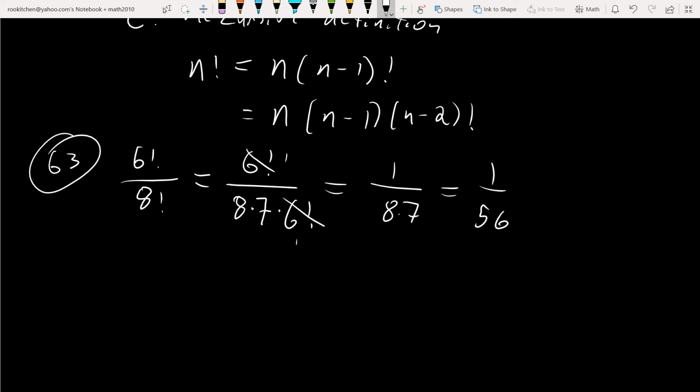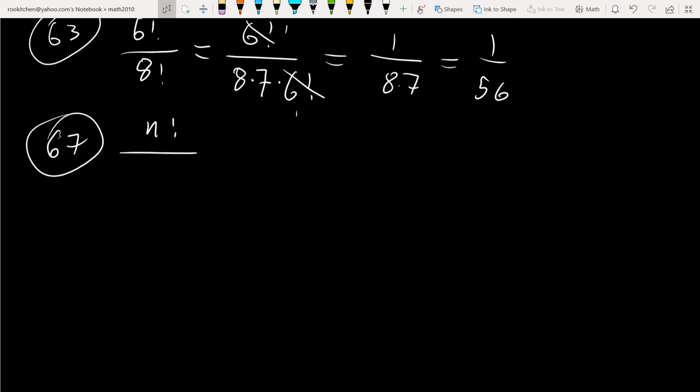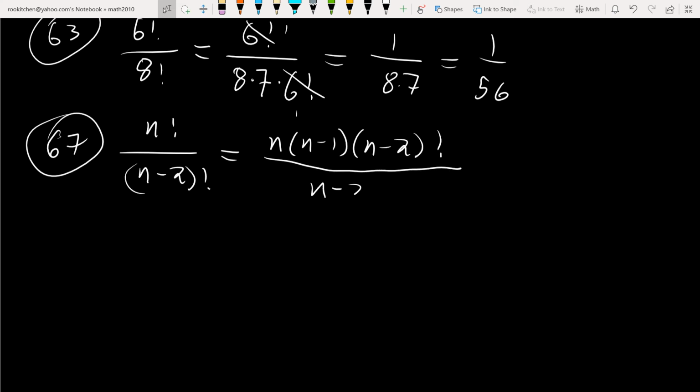What else? Number 67. Those aren't so bad, but 67, now we get into more general expressions like you would see in Calc 2 when you're dealing with Maclaurin polynomials and stuff like that. Again, I'm going to use the recursive definition for a cancellation. So n factorial is the same as n times n minus 1 factorial. n minus 1 factorial is the same as n minus 1 times n minus 2 factorial. And now I have a cancellation that'll happen, right? So these will cancel, and you'll be left with n times n minus 1.